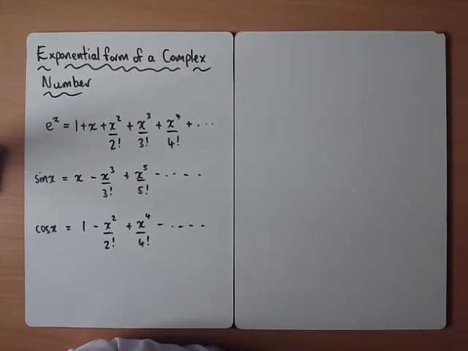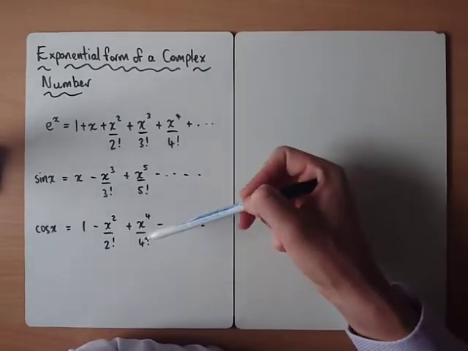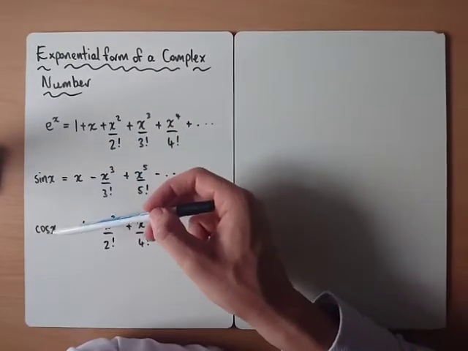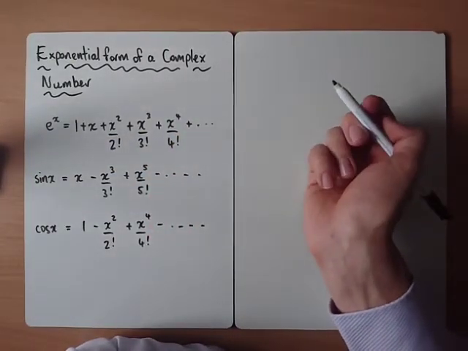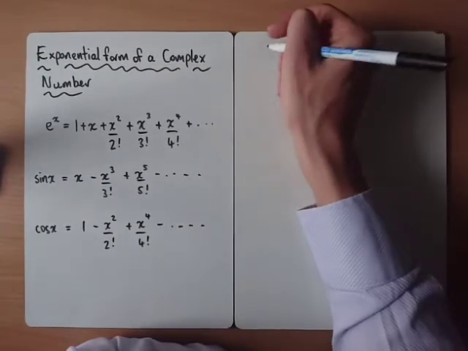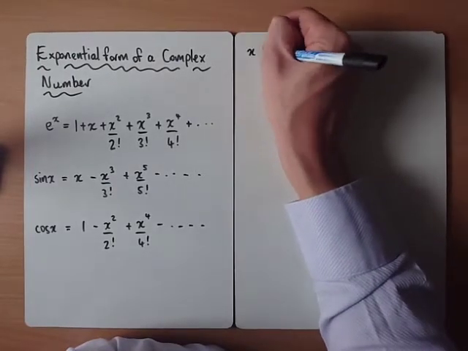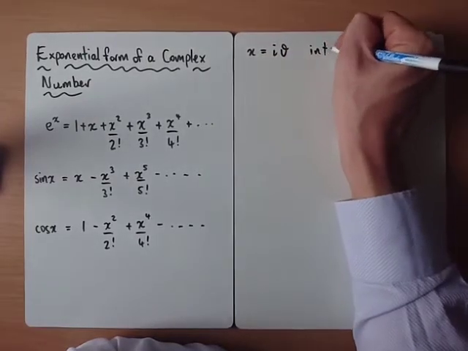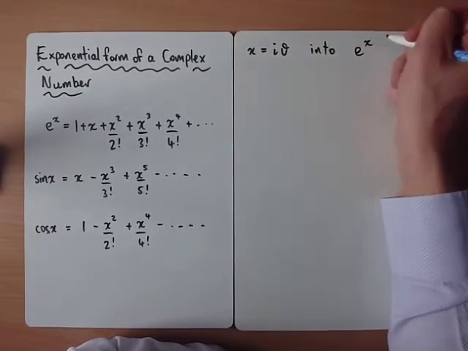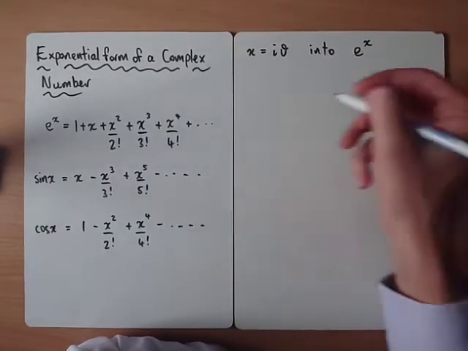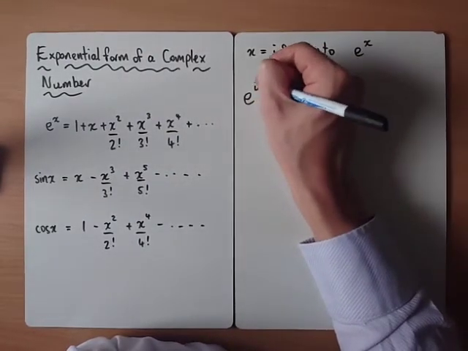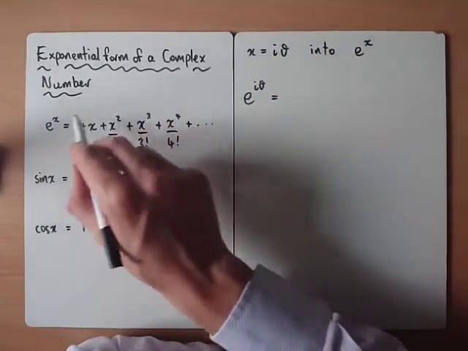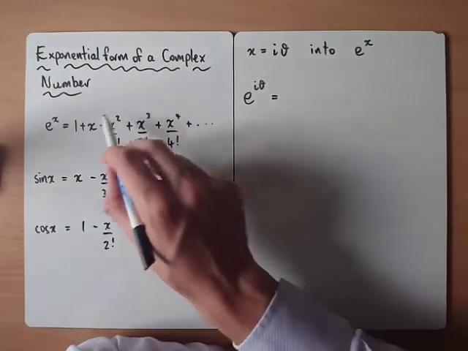And it's a nice little recap of some of the series expansions from first year. So if you think about these series expansions for e to the x, sine x, and cos x, let's see what happens if we substitute x equals i theta into our e to the x expansion. So we've got e to the i theta. That would be equivalent to, maybe pause and sub in and see what happens into this expansion.